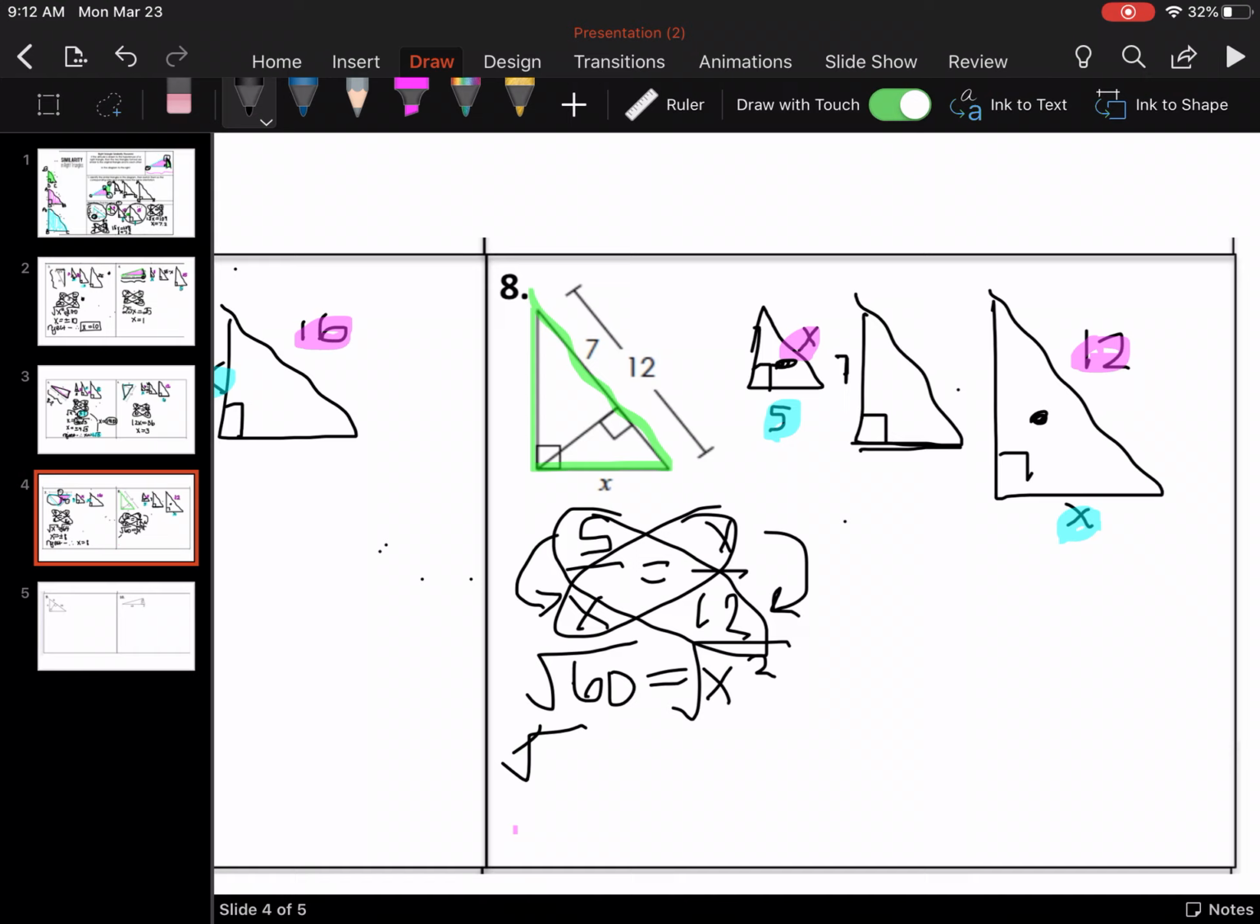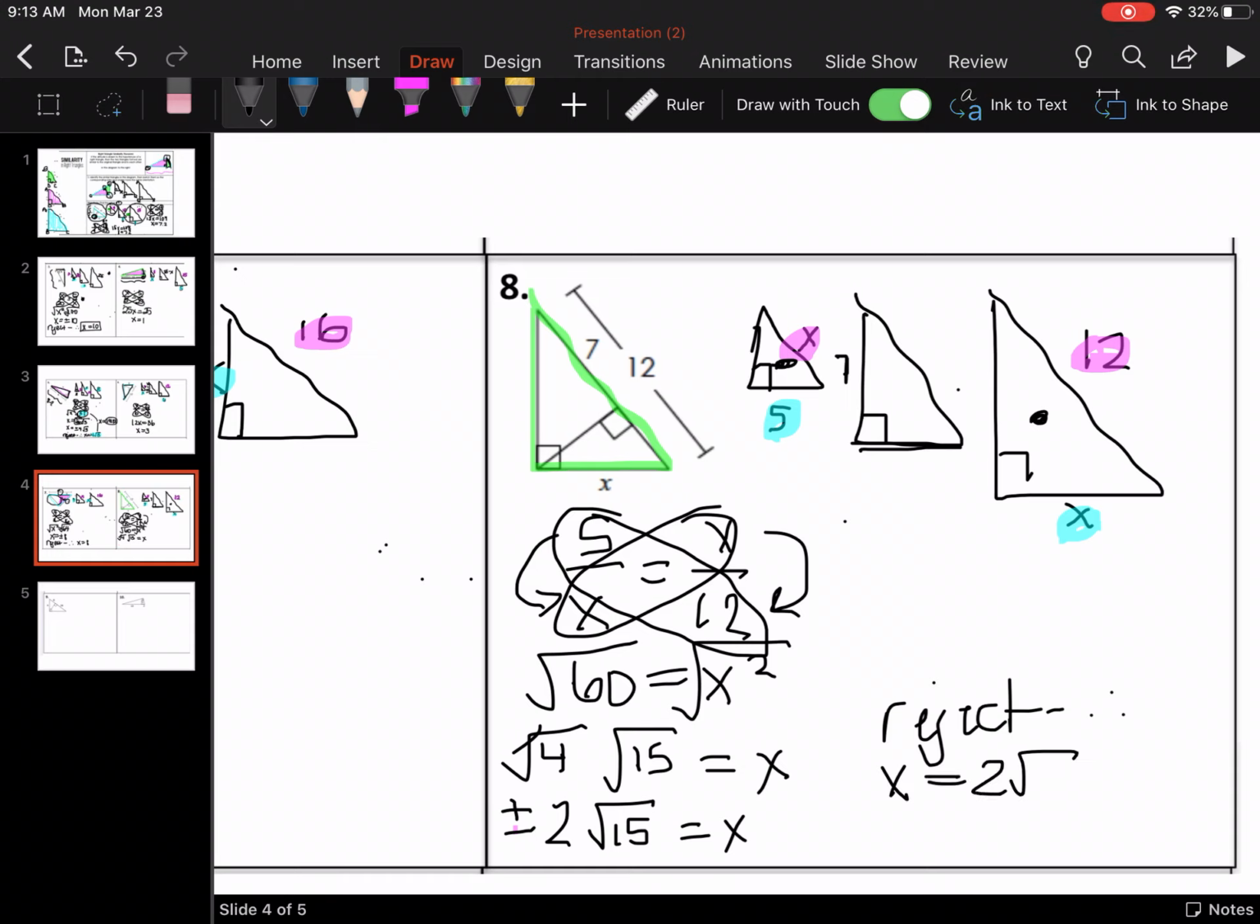Okay, so we're going to break down 60 into two numbers that multiply to 60. One of them a perfect square. So 4 and 15 are going to work. And then the square root of 4 is 2. So plus or minus 2. And then rad 15 stays in the radical. All right, we reject the negative. So therefore, x is equal to 2 radical 15.